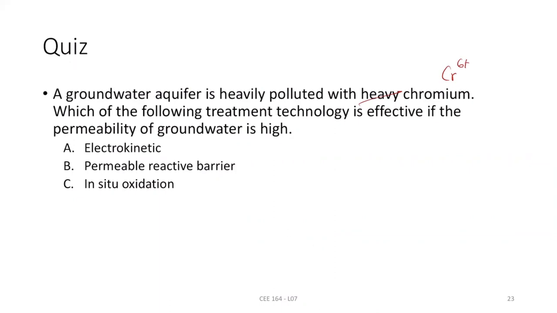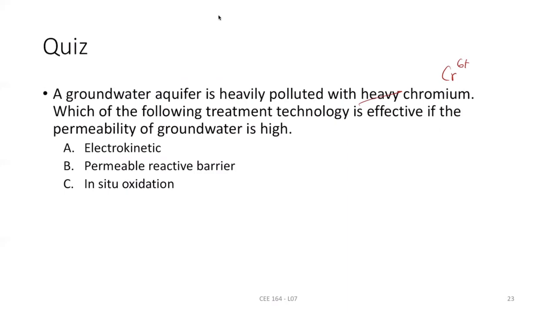All right, so I'm going to end the poll here. This is a tricky question, tricky in the sense that I didn't give you enough information. So any answer would be logical. Permeable reactive barrier, again, works if the groundwater can flow through the system. If it cannot, obviously it can't. So high permeability is important for this kind of treatment.